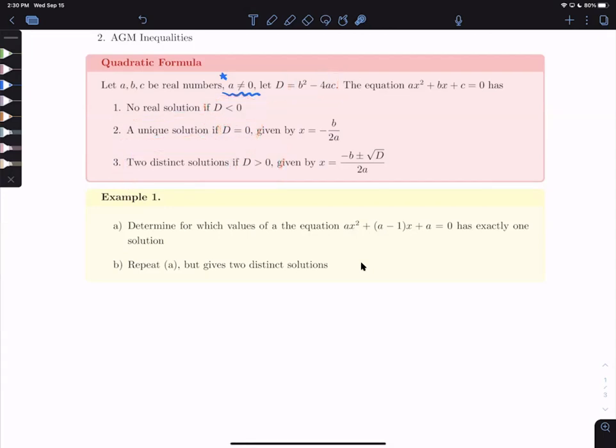Now, I have a question. Suppose the equation has a solution. Then what do we know about D? It would be greater than or equal to 0. Okay, cool. So a solution and a unique solution are not the same.